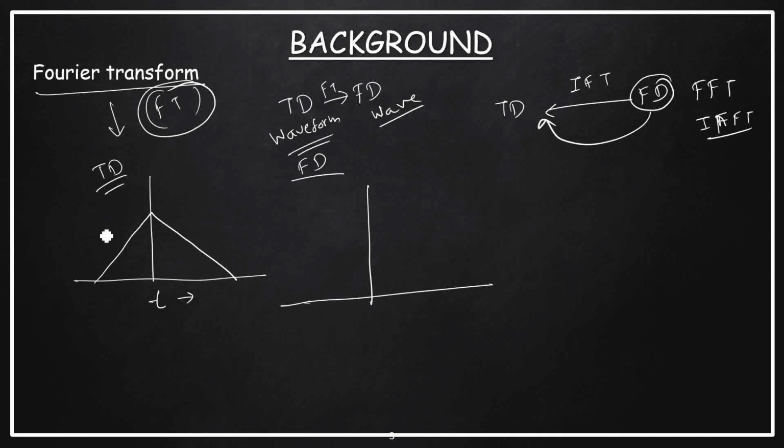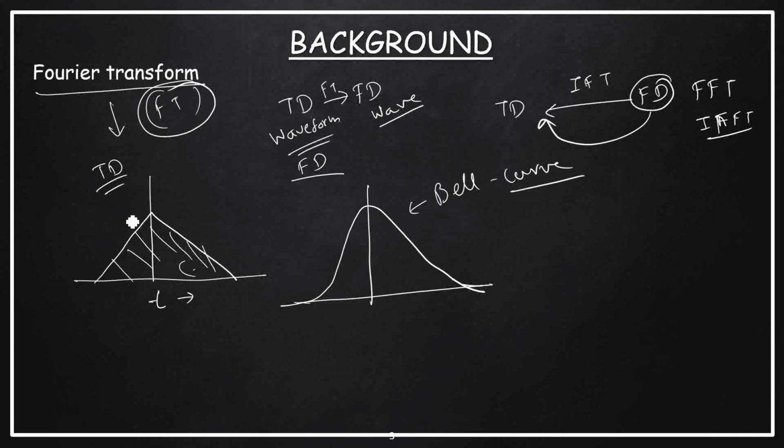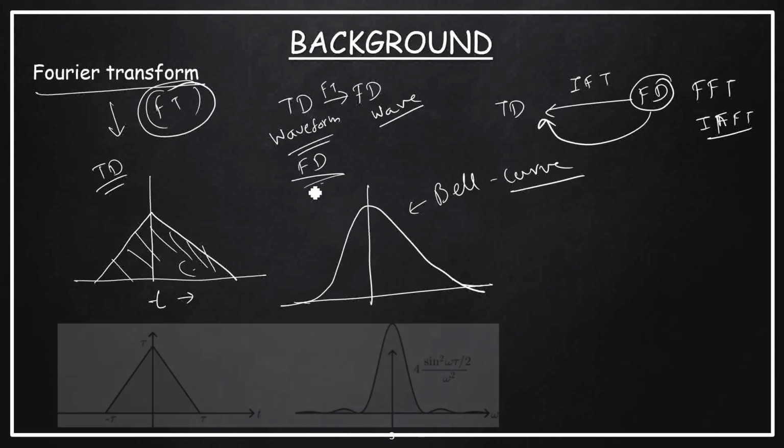Okay, so this is the time domain. If the time domain signal looks like this, in a triangular waveform, let's say, in the frequency domain it will be looking like this, and you are familiar with this type of curve. This is called the bell curve. Okay, so the time domain triangular waveform is converted into a bell curve in the frequency domain.